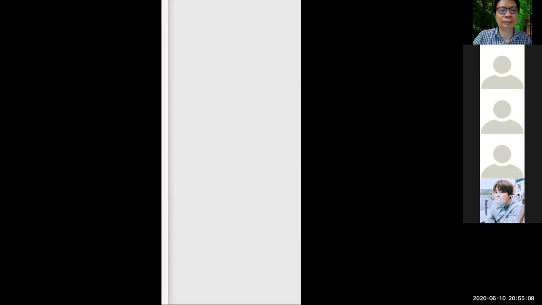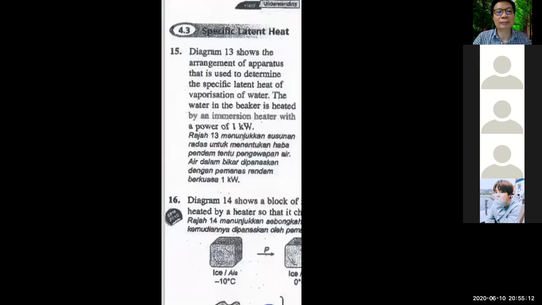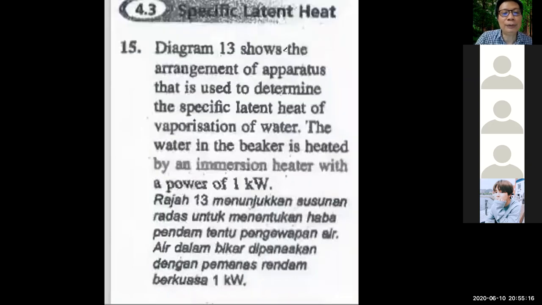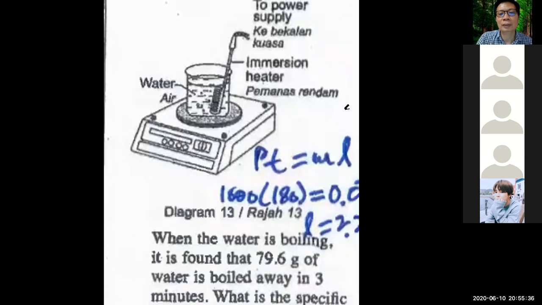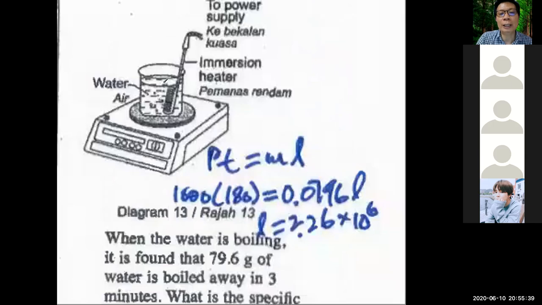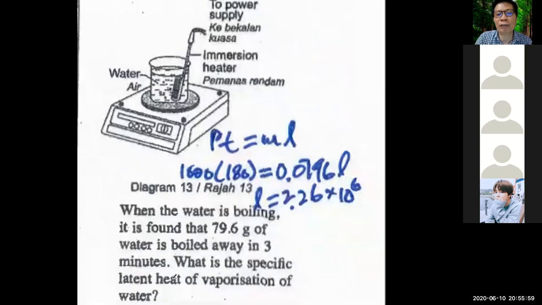Question 15 now. The diagram shows the arrangement of apparatus used to determine the specific latent heat of vaporization. The water in a beaker is heated by an immersion heater of power 1 kilowatt. Now you see the diagram. The heater is put inside, connected to the power supply. Now the question: when the water has boiled, it is found that 79.6 gram of water boiled away, meaning evaporated, in 3 minutes. What is the specific latent heat of vaporization? They ask you to find the specific latent heat of vaporization.